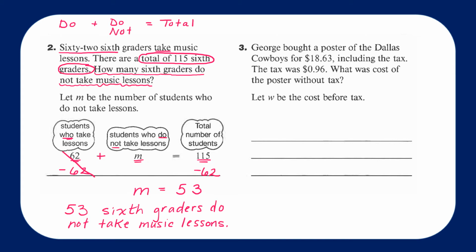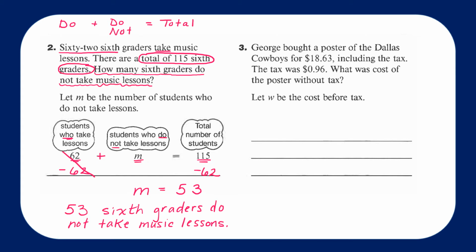Question 3. George bought a poster of the Dallas Cowboys for $18.63, including the tax. The tax was 96 cents. What was the cost of the poster without tax? Let W be the cost before tax.